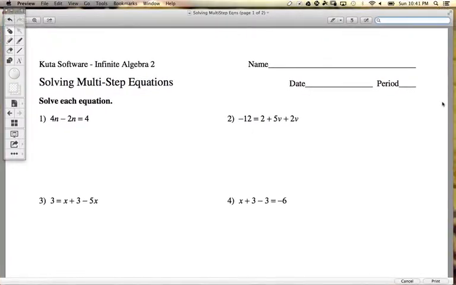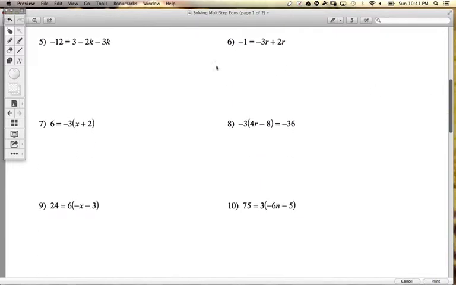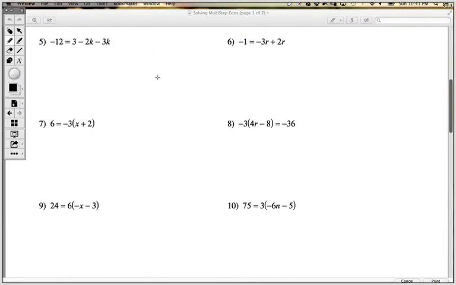And here we go. Let's see if we can scroll down. There it is. All right, let's do 5, 7, and 9. So first starting with 5. It says negative 12 equals 3 minus 2k minus 3k. The minus 2k minus 3k would become negative 5k. Then we still have this 3 and equals negative 12.